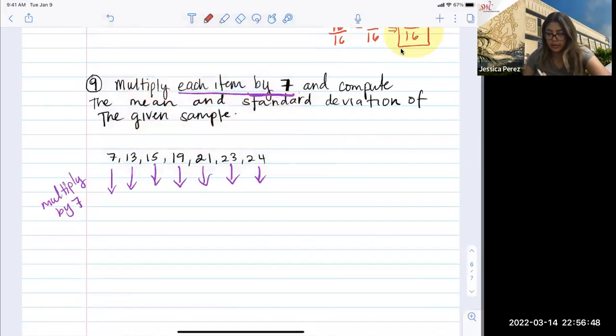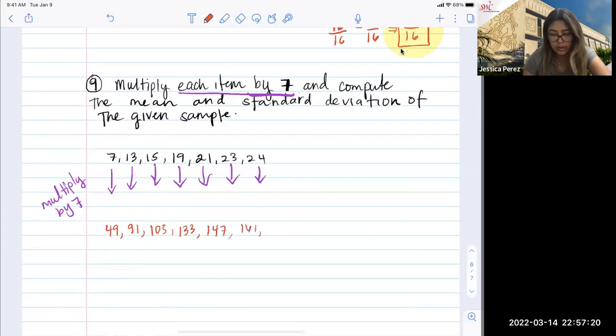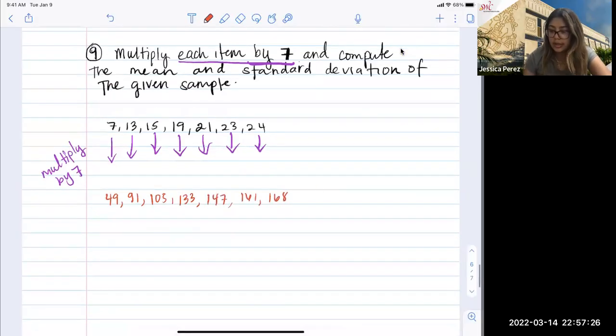So again, with your calculator, you have 49 because 7 times 7 is 49. Then 13 times 7, you get 91. Then 15 times 7, which is 105. Then 19 times 7 is 133. Then 21 times 7, 147. Then 23 times 7, 161, and lastly 24 times 7, 168. So this is the new data I'm working with.